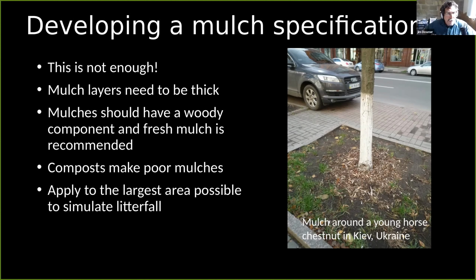But the mulched areas need to be thick. They need to be at least 4 inches thick, and they need to be replenished semi-annually or annually. And they should have a strong woody component. Composts are not good mulches. We need to apply these mulches to the largest area that is possible to simulate litter fall within the landscape.